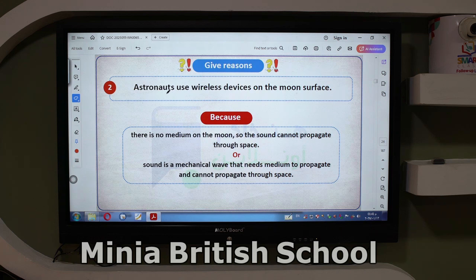Give reason: why do astronauts use wireless devices on the moon's surface? Because there is no medium on the moon, so the sound can't propagate. Why? Because sound is a mechanical wave.